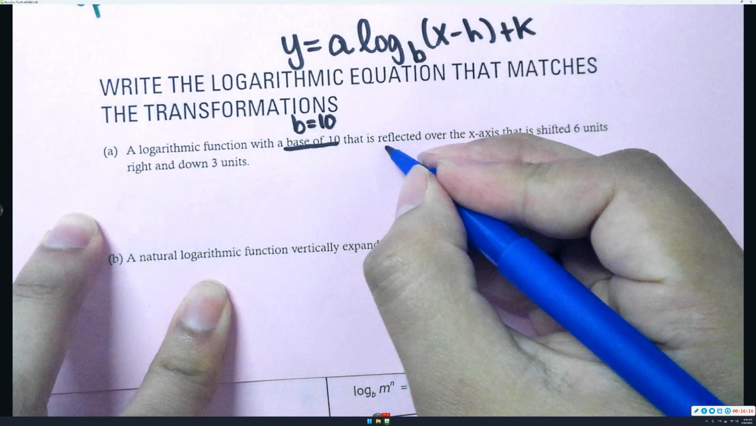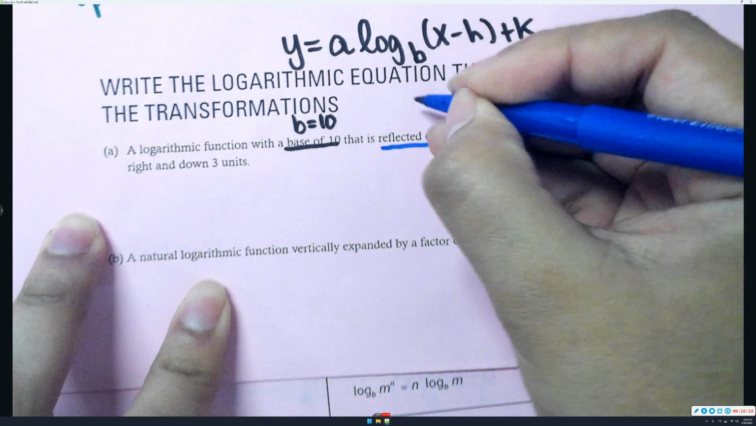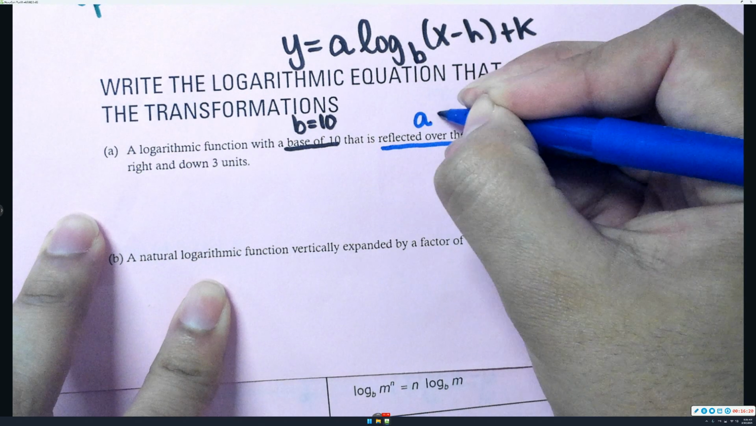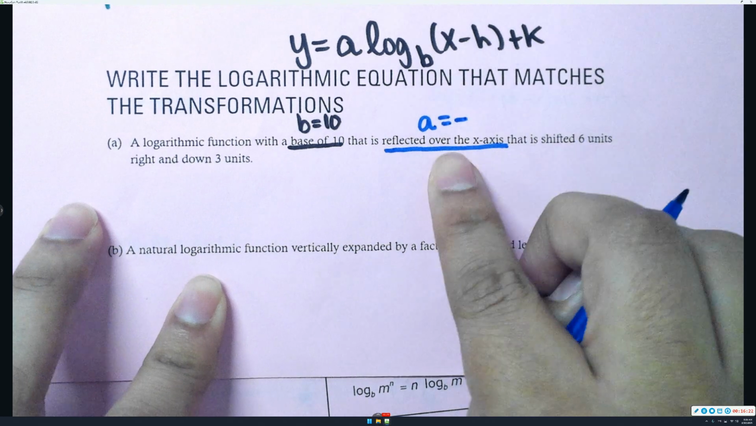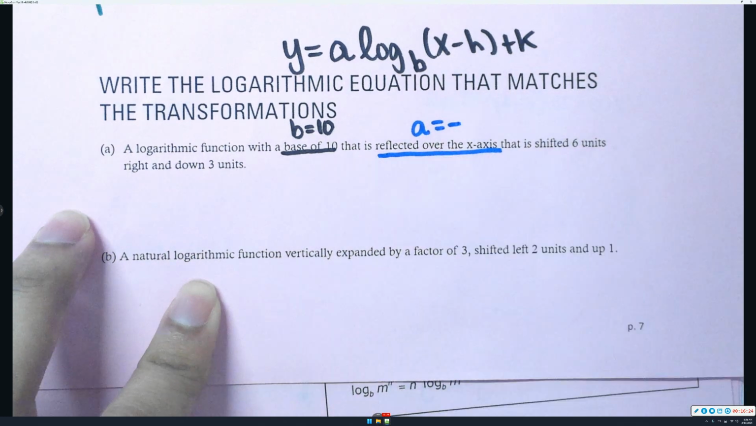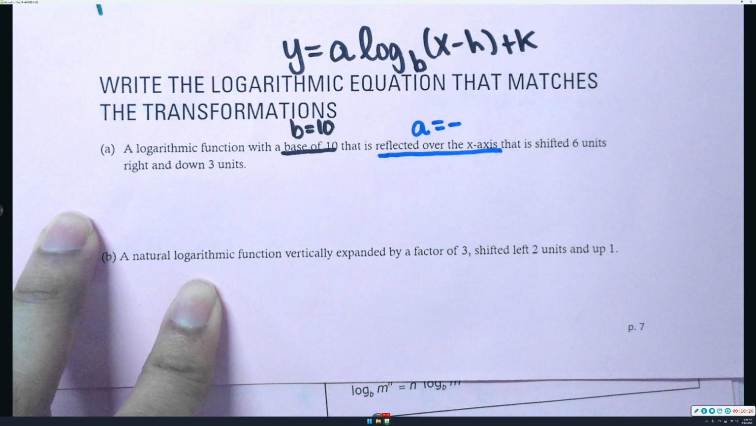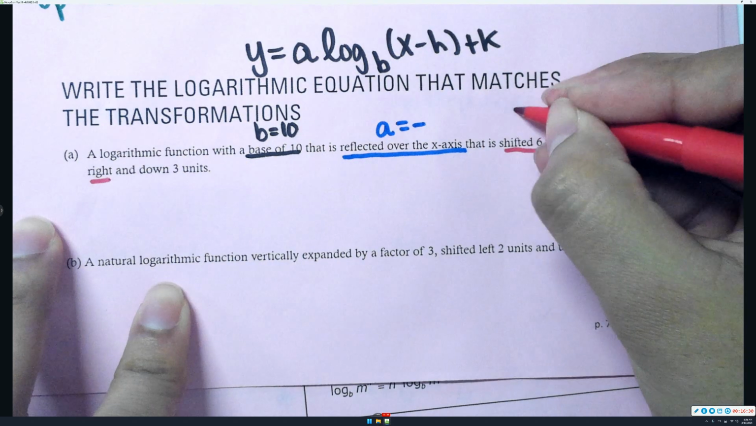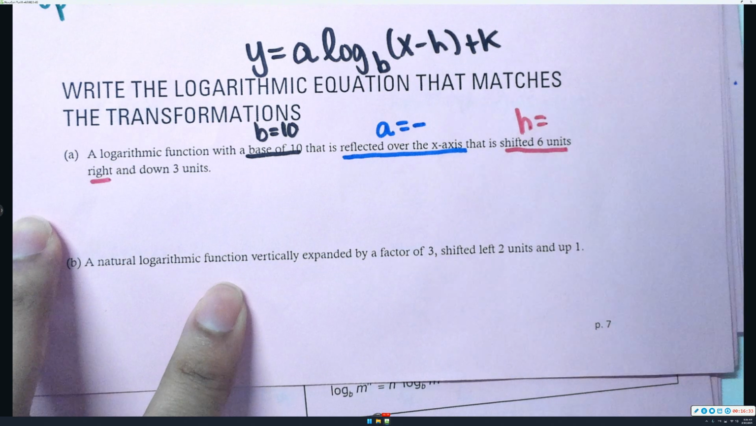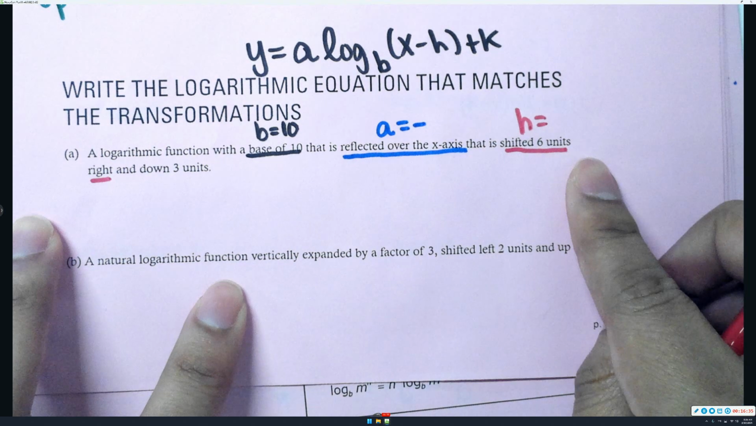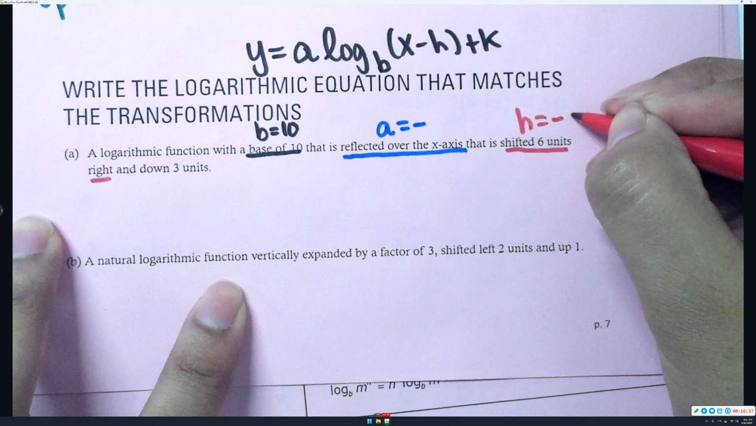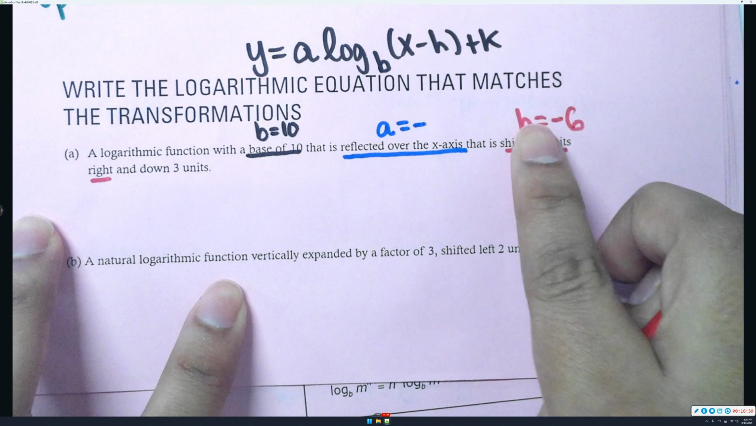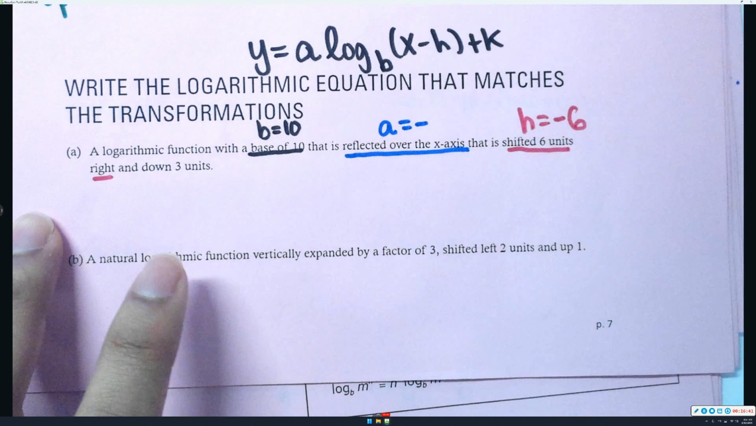So what does this mean, guys? It means that the a value has to be a negative, right? It has to have a negative symbol. So write down a equals negative. That is shifted 6 units to the right. Okay, so this is going to be my h value. If it's going to the right-hand side, it's going to be a minus 6, correct? So write down h equals negative 6.